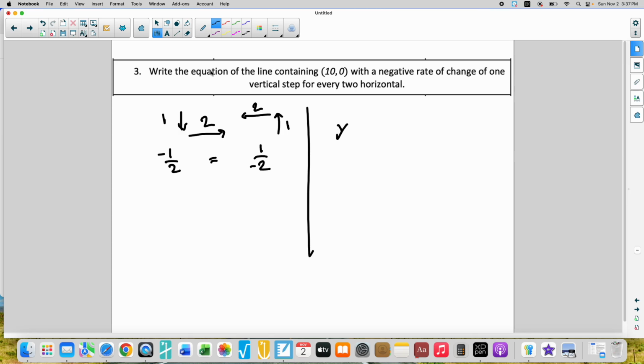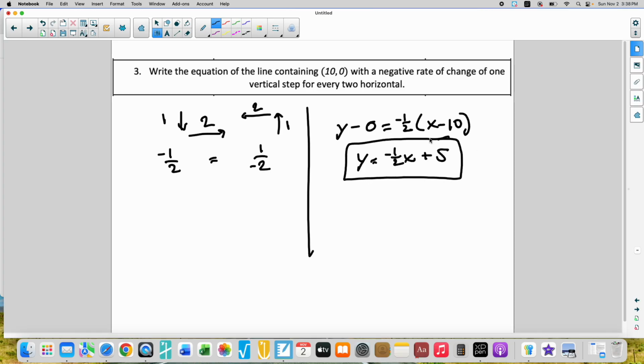So y equals, sorry, not y equals, y minus 0 equals negative 1/2 times the quantity x minus 10. That was my point, 10 comma 0. So that gives us y equals negative 1/2 x plus 5. And here is our slope-intercept form. Here is our point slope form.